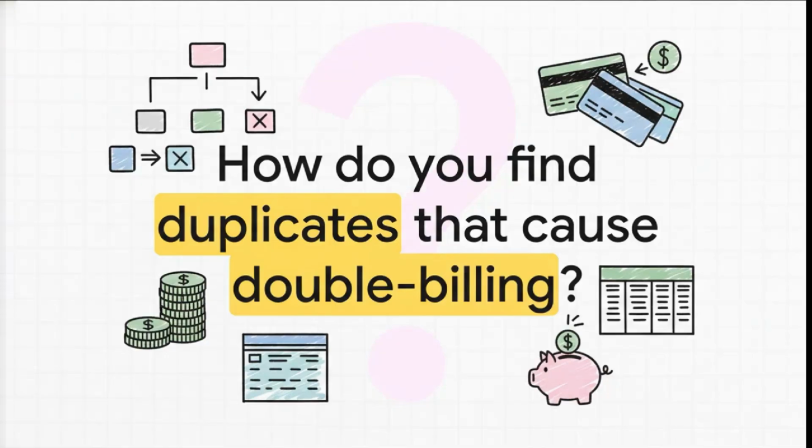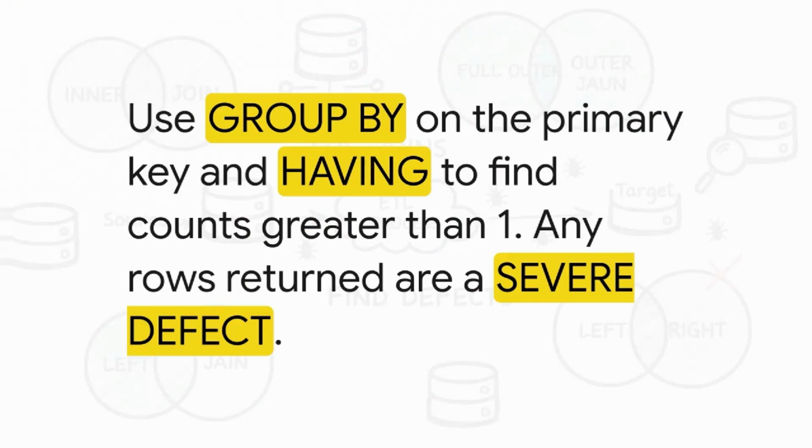First up, duplicates. Now, these aren't just minor bugs. These are severe defects. We're talking about customers getting double billed, completely wrong financial reports, and even the company failing an audit. It's serious stuff. So how do we find them? With this query. This is the industry standard, non-negotiable way to do it.